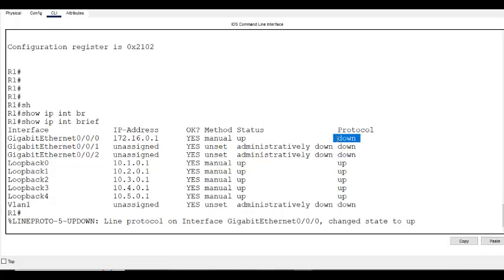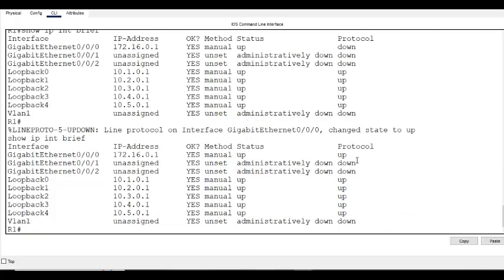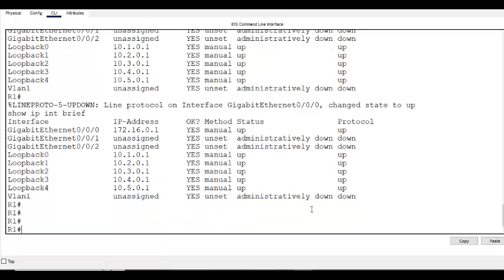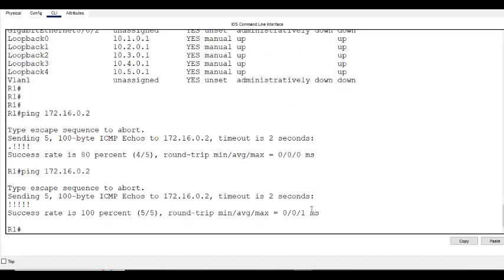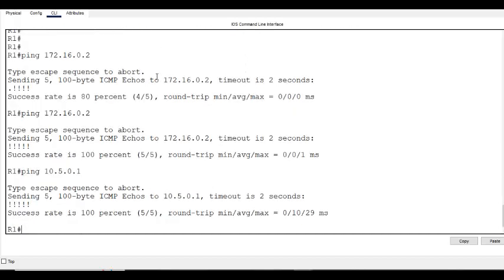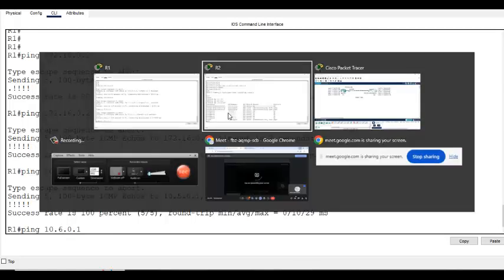So first of all, let us try pinging the directly connected 172.16.0.2. I'm able to ping. Let me try pinging this address, which I can ping. This is my own. I can ping my own address. But I cannot ping 10.6.0.1, which is not in this router. I'm in router 1. That is in router 2. You cannot ping because you don't have a route.